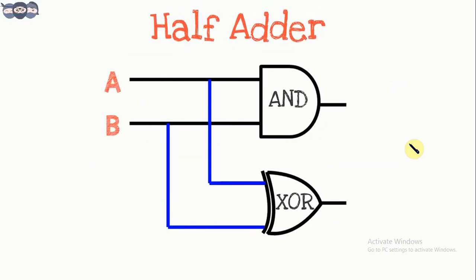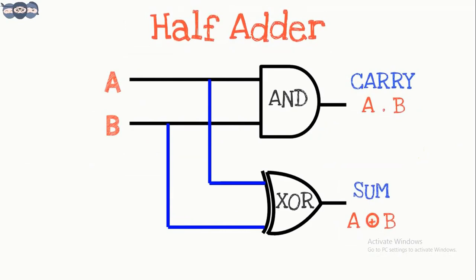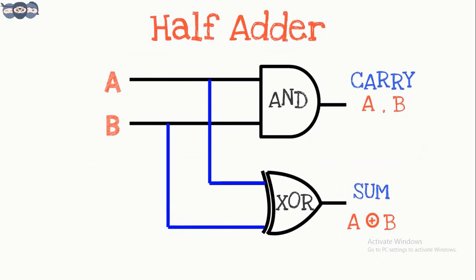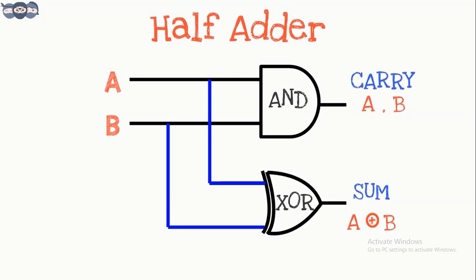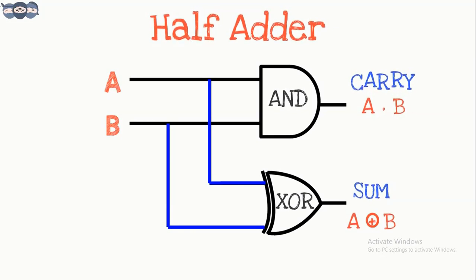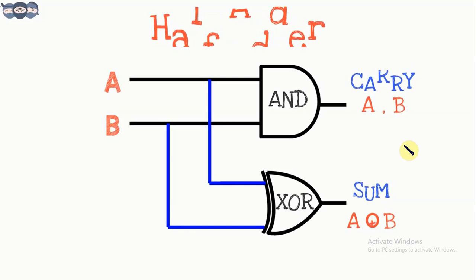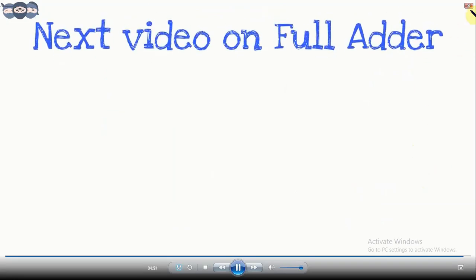A half adder is built using just 2 gates, an AND gate to give us the carry term and the XOR gate to give the sum term. One more thing to remember is that the half adder does not take carry from the previous sum. The reason is that the variables are just 1 bit. Hope you have understood the half adder circuit. In the next video, we will see full adders.